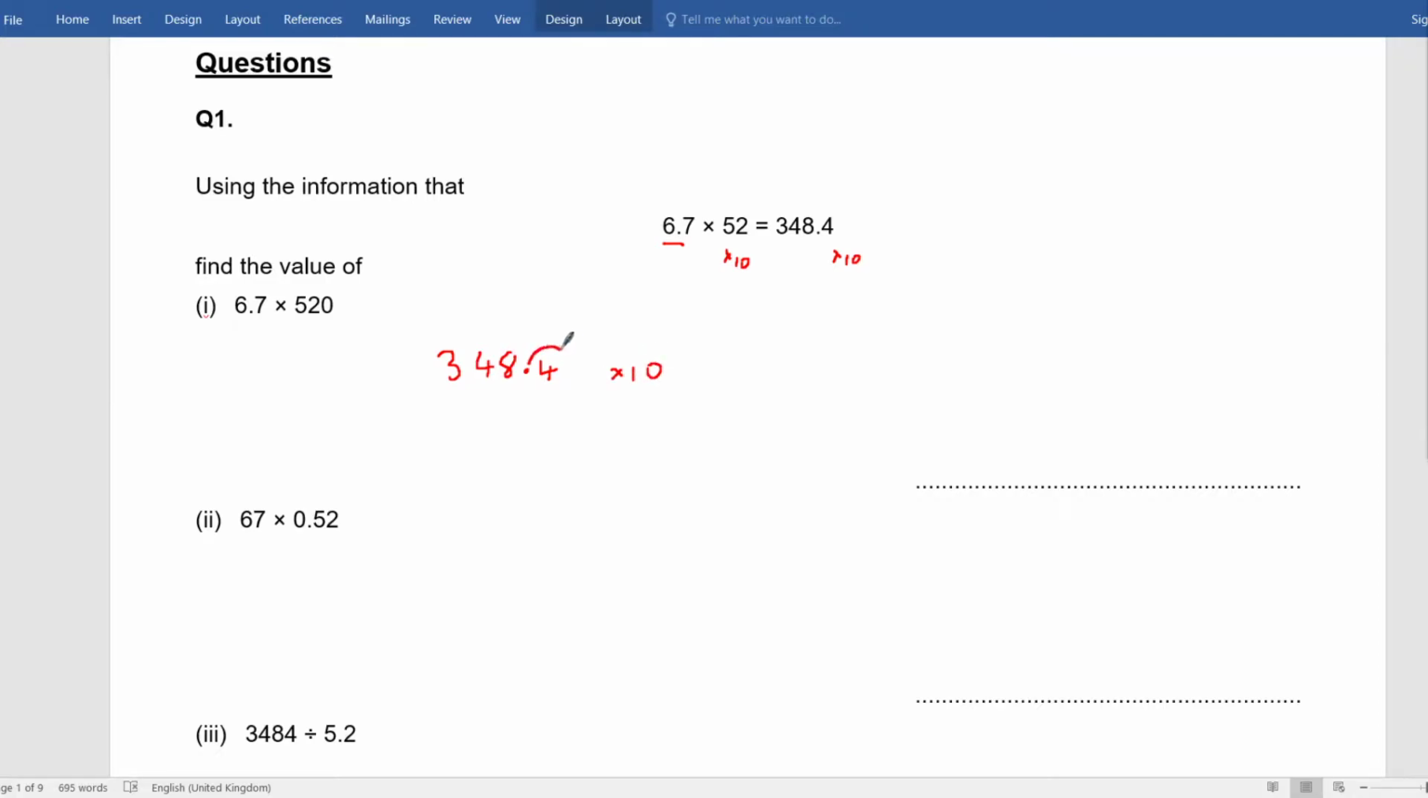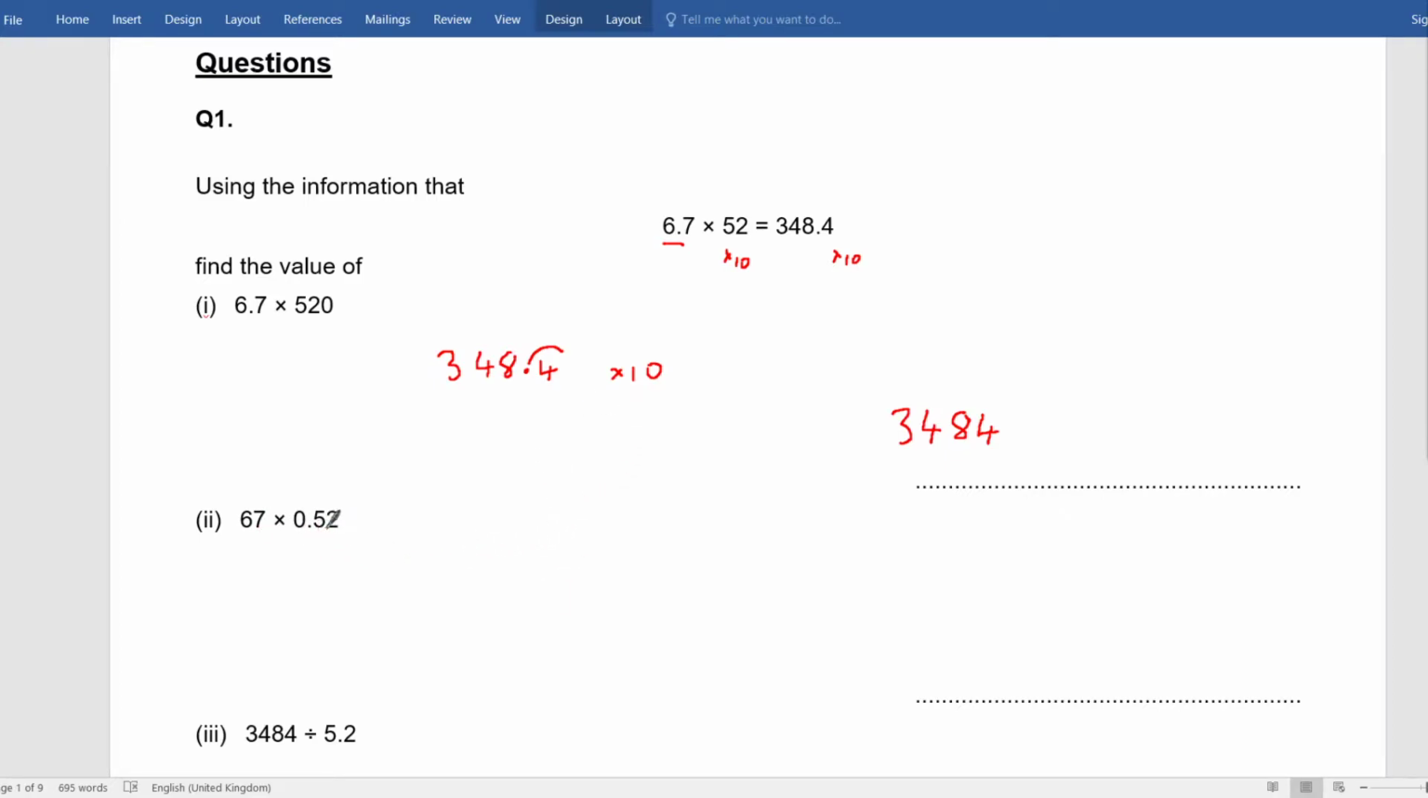this will jump here. Well, we say that the decimal point jumps, but actually it doesn't. It stays there. All the digits move forward by one space. So the answer will become 3484, which is 3,484. Okay, right. Let's look at this one.